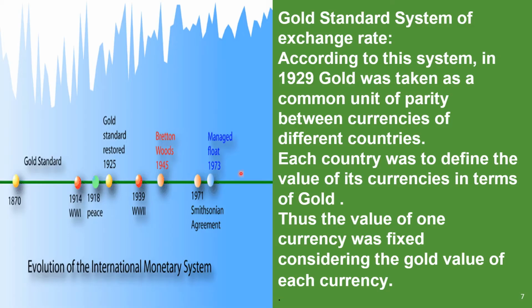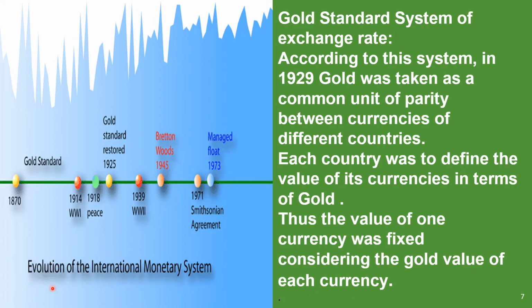Let us move on to study the gold standard system of exchange rate. According to this system, in 1929, gold was taken as the common unit of parity between currencies of different countries. Each country was to define the value of its currencies in terms of gold. Thus, the value of one currency was fixed considering the gold value of each currency.